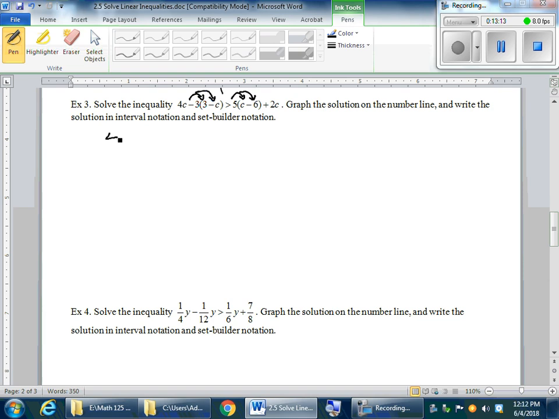So that gives us 4c minus 9. Negative 3 times negative c will be positive 3c. It's greater than 5c minus 30 plus 2c. Then simplifying on both sides, which is negative 9, 4c plus 3c will be 7c, greater than 5c plus 2c will be again 7c.